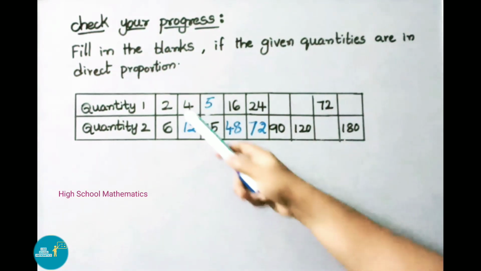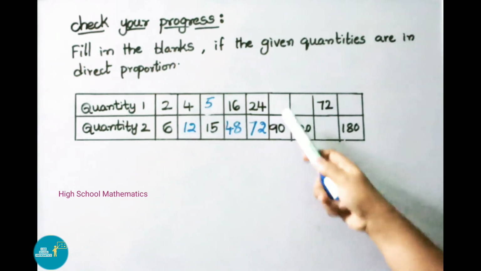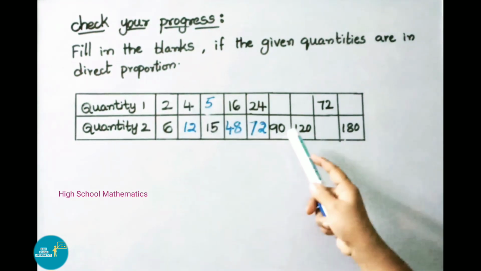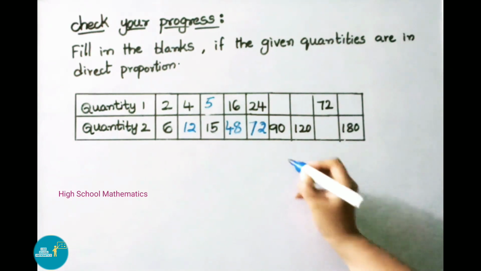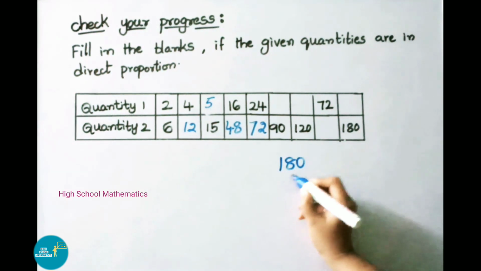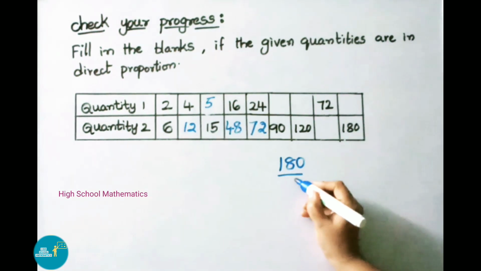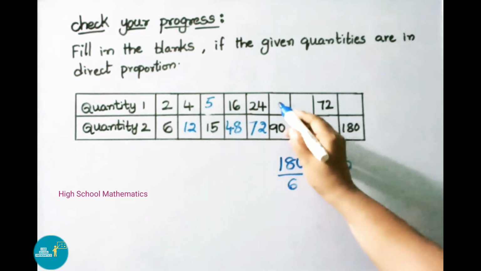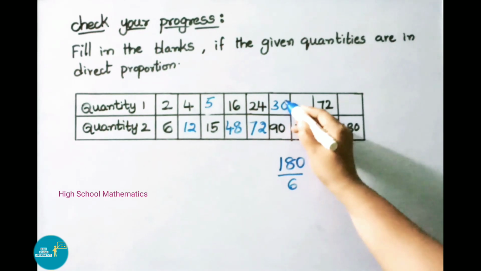See now, sixth one. 2:6, unknown value and 90. Now let us do cross multiplication. 2 into 90, how much is it? 180 divided by this value 6. 6 table 30 times 180. So this value is 30.